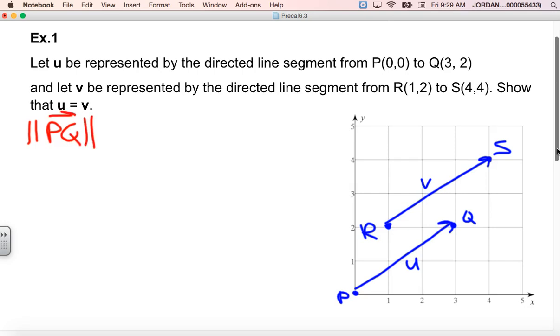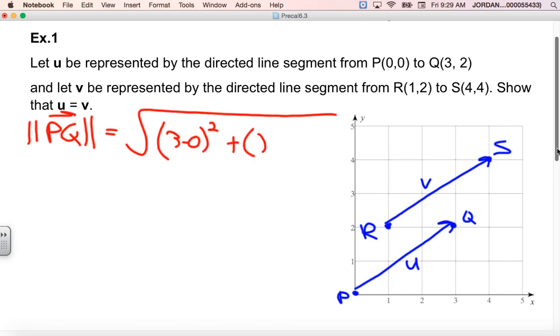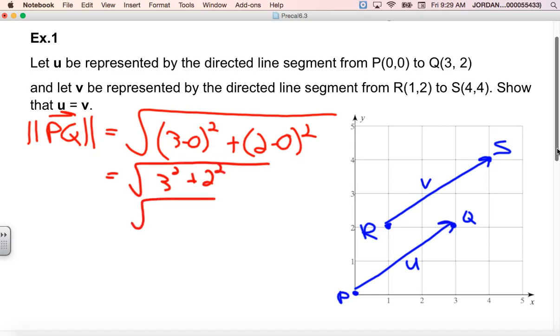To do that, use the distance formula. You're going to do the square root, and you're going to subtract the x-coordinates. So the x-coordinates are (3 minus 0) squared. And you're going to add the y-coordinates, (2 minus 0) squared. So that gives us the square root of 3 squared plus 2 squared, which is 9 plus 4, which is 13. Now let's find the magnitude of RS.